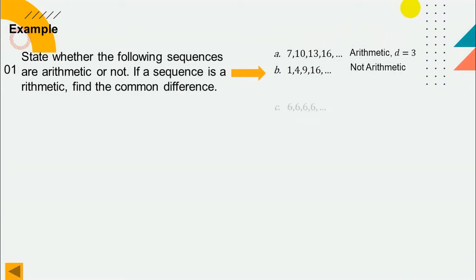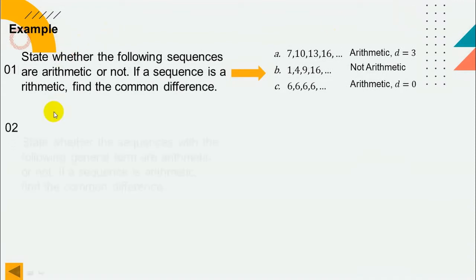How about the C? 6, 6, 6, 6. The first term is 6, the second is 6, the third term is 6, and the fourth term is 6. We know from the first to the second term, they have a difference equal to 0, and they continue until Un. So we can say this one is arithmetic with the difference equal to 0, everyone.